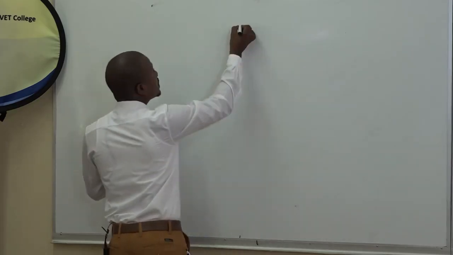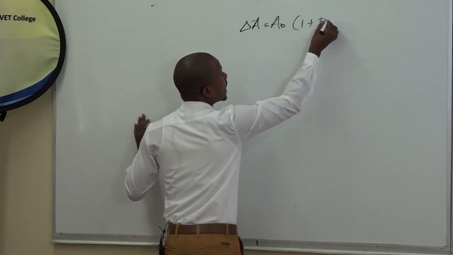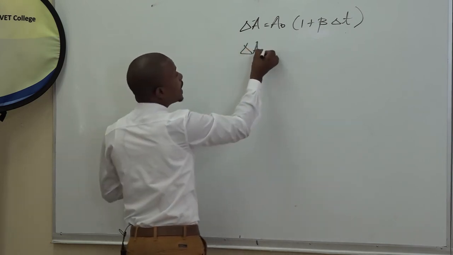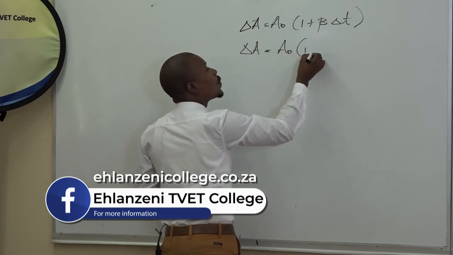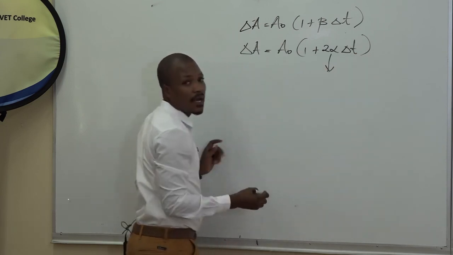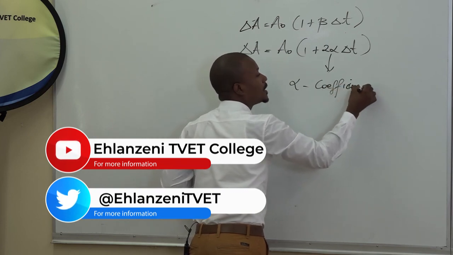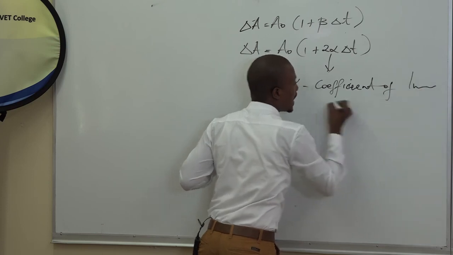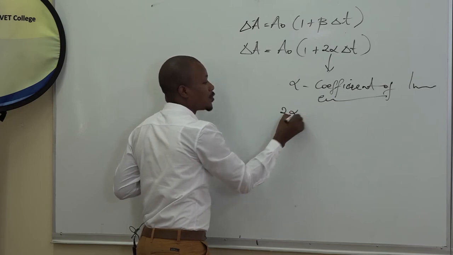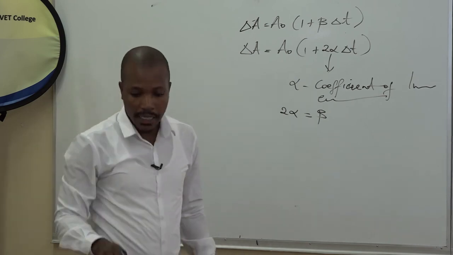Let me just rewrite the equation. It should be given as A0 into 1 plus beta change in T, right? Or it can be the superficial area is equal to the original area into 1 plus 2 alpha change in T. What is 2 alpha? We know that alpha is the coefficient of linear expansion. So if you multiply it by 2, this will give you beta, which is the coefficient of area expansion.